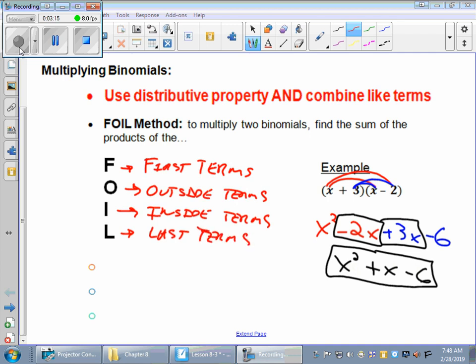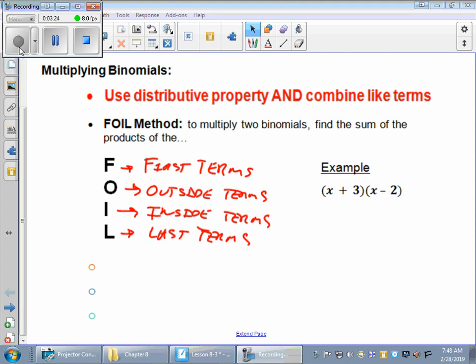Okay? So I'm just going to erase this, and we're going to kind of rewrite the same thing. I'm just going to erase it to kind of show you how I'm doing it in FOIL. So if you want to find another spot on your notes to do that, then go for it. So if you're using FOIL, we're going to go FOIL. So F, the first term. You're going to take the first term of this first group and multiply it by the first term in the second group. Well, that gives you x squared.